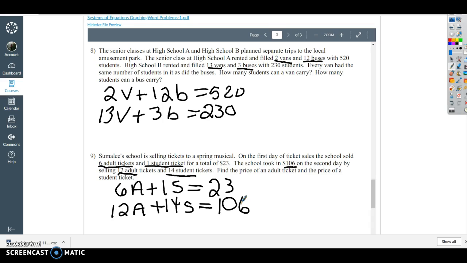So again, you can solve for A, solve for S, it doesn't matter. Plug those in, find the intersection point, and that would be your solution. That would tell you how many adults and how many students it would take to equal those prices. The intersection point is the point that makes both equations true. So when you plugged it in each equation, it should make a true statement, and that would tell you that your solution is correct.